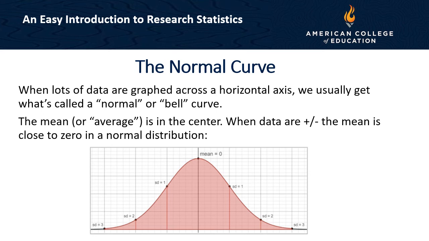And when data are positive and negative, negative going to the left, positive going to the right, the mean is often 0 or close to 0 in a normal distribution. If you think about it, very few data are on the extreme negative, very few data are on the extreme positive, and as you move closer and closer to the average, you get more and more data, which are closer and closer to the average of the overall data set.